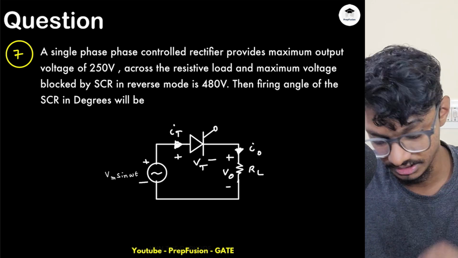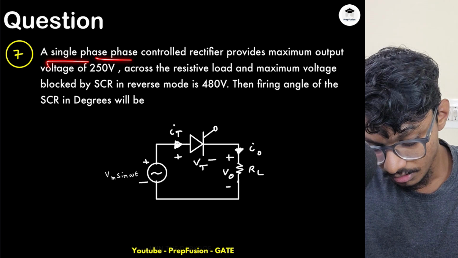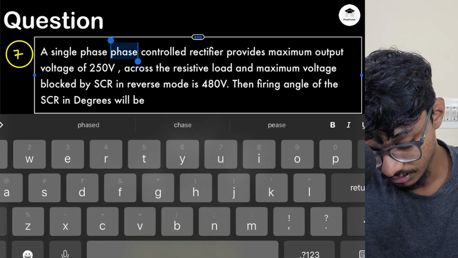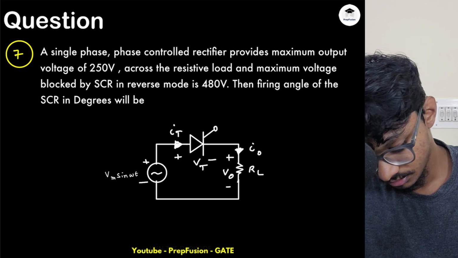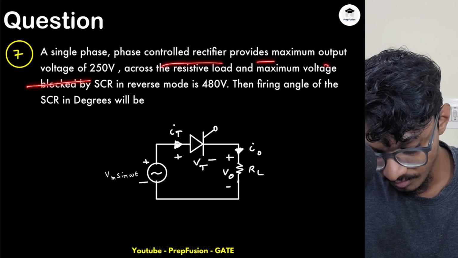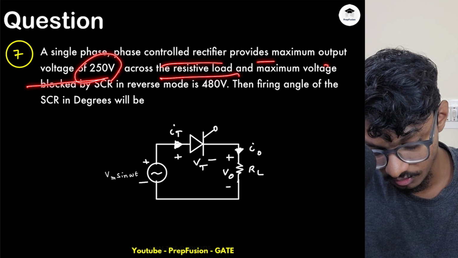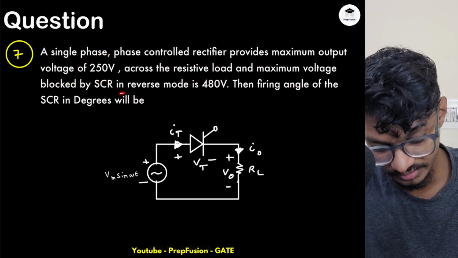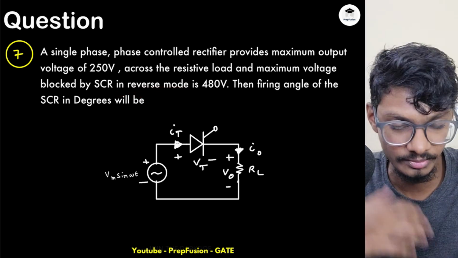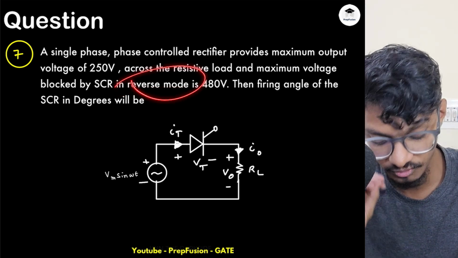This will be the last question of this lecture. A single phase, phase controlled rectifier provides a maximum output voltage of 250 volts across the resistive load, and the maximum voltage blocked by the SCR in reverse mode. So they have specifically said in reverse mode. The question is better if they specifically mention which mode they are talking about.